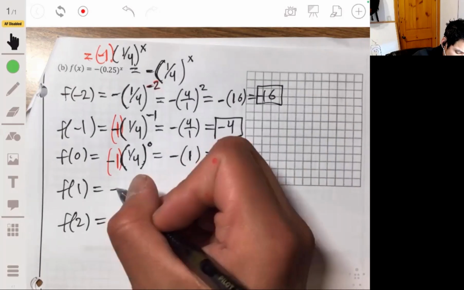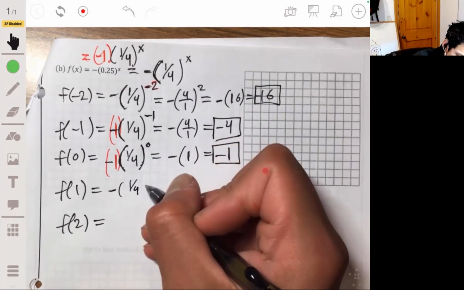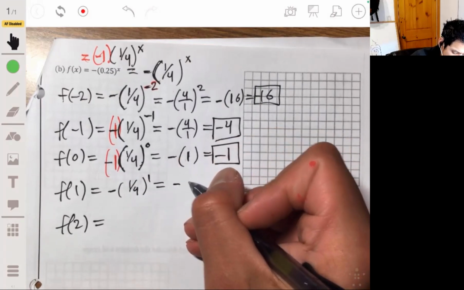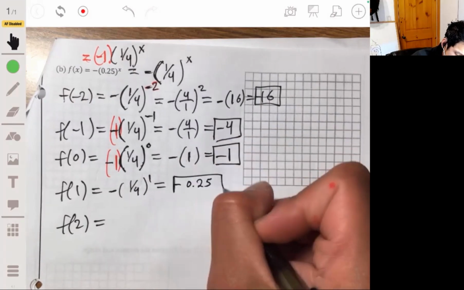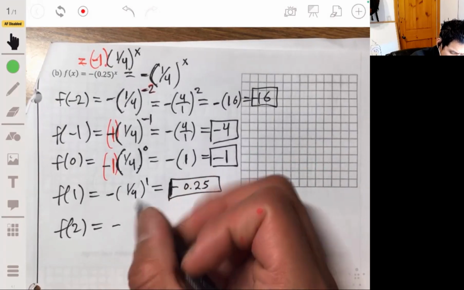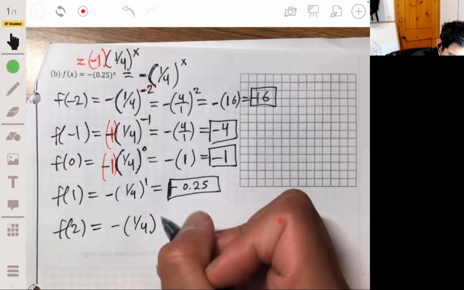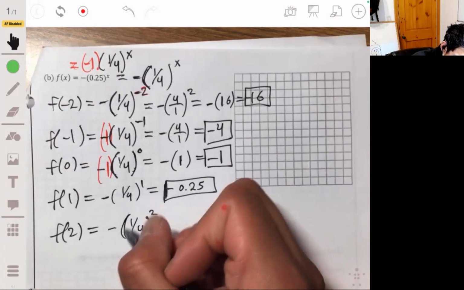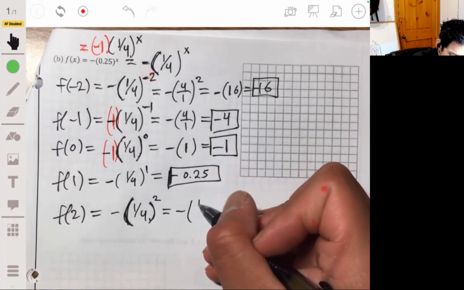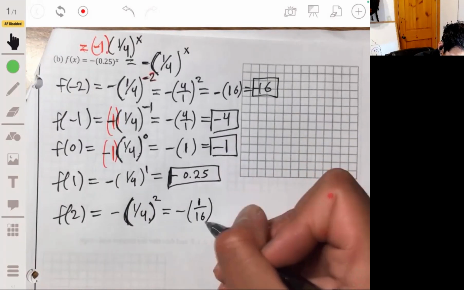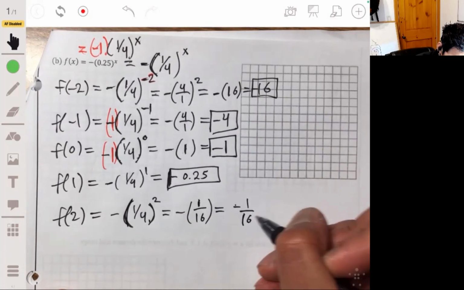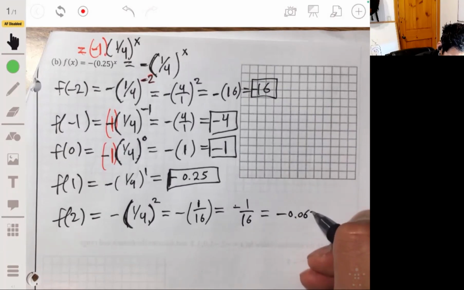Keeping the fun going, we get -1 times 1/4 to the 1, which is just -1/4, or -0.25. And f of 2 will be -1 times 1/4 to the 2, which is just -1 times 1/4 times 1/4, or 1/16. So we get -1/16. As a decimal, that will be -0.0625.